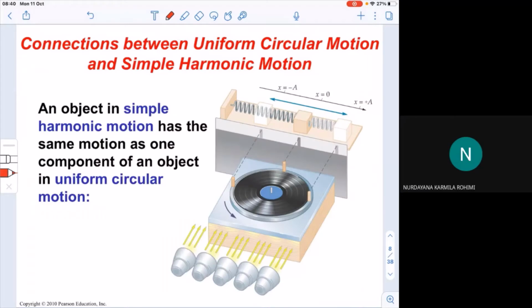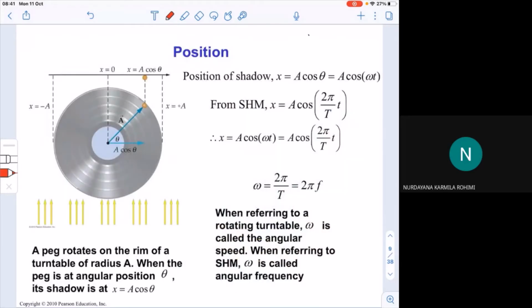Right. So this is how you can connect the uniform circular motions and the simple harmonic motions. Basically, in terms of positions, we can say that A cos omega t is the position of the simple harmonic motion. And we also know that omega, the angular speed, is 2 pi over period. It also can be written as 2 pi f, which also means angular frequency.